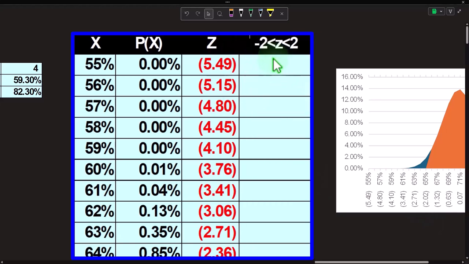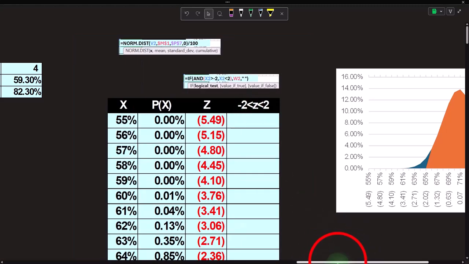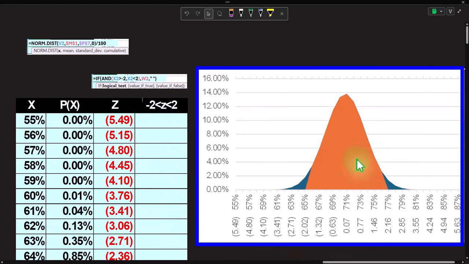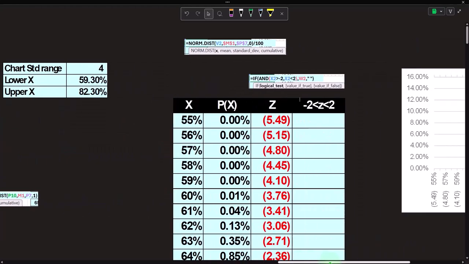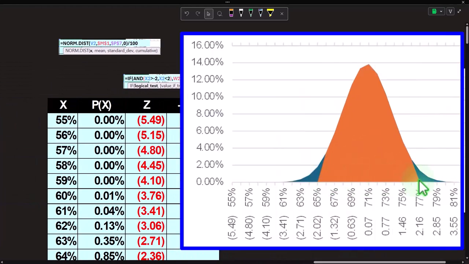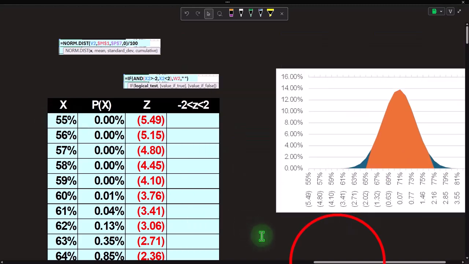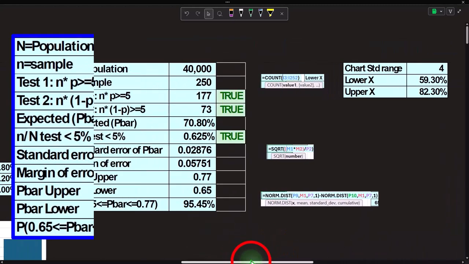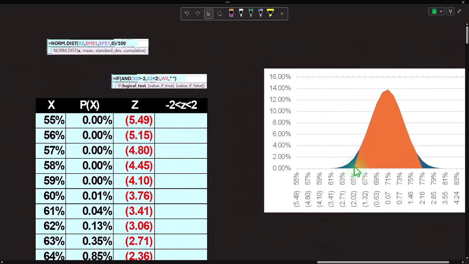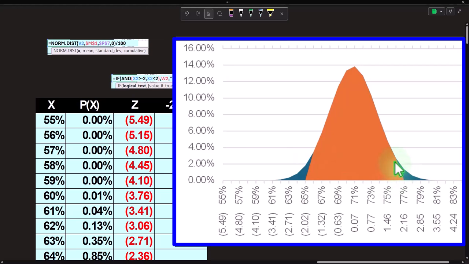And then over here, I'm going to go two standard deviations away, two z's away on the negative and positive, because that's going to be the middle part. You'll recall that what we want to see here is the middle point, the average on the graph, which is the 70.8. And then we want to see two standard deviations up and down the range around it, which we can measure in standard deviations here. Or we can also measure it in the x's, which we determined by this range here, the lower 0.65, upper 0.77. So this 0.65 should be around 0.6. It's a little wonky, but you get the idea. It should be right there.